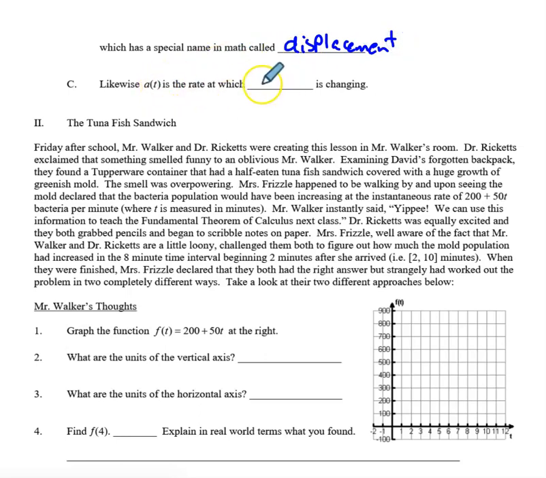And a of t, of course, is the rate at which velocity is changing. So if we integrated a of t, say we had a of t integrated on the same interval from 10 to 40, that is going to give us the total change in velocity on that given time period.